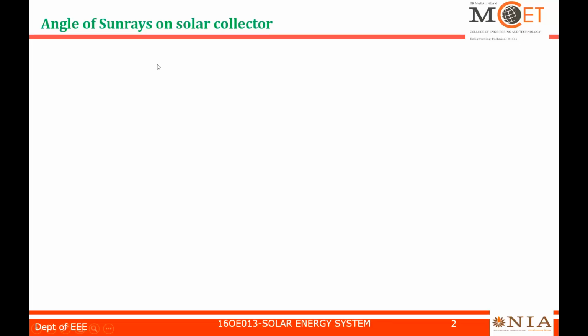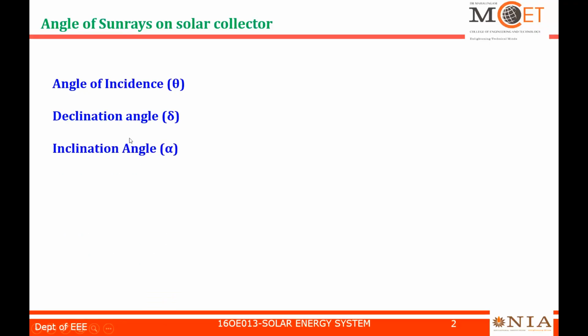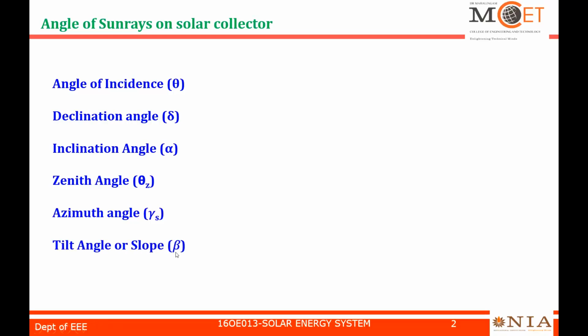In the angle of sun's ray on solar collector, we are going to discuss angle of incidence, declination angle, inclination angle, zenith angle, azimuth angle, tilt angle or slope. Now let us discuss these angles one by one.